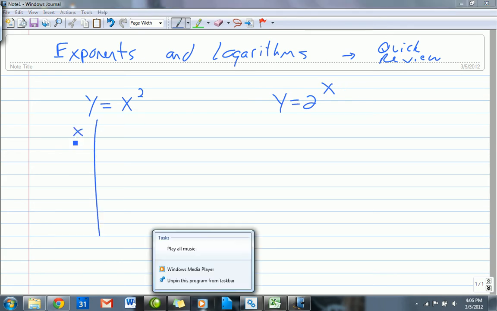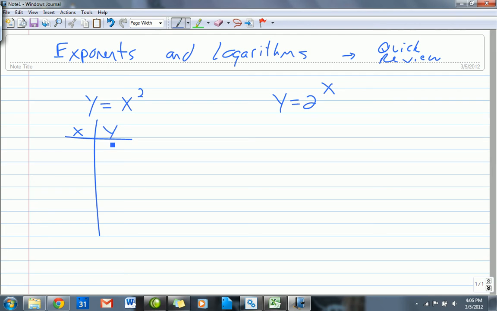And so I'm going to plot some values for x and y. I'm going to do the same for this function here. Okay. By the way, this is a quadratic function. It's a second degree polynomial. And this guy over here is an exponential function. Note the location of the variable. Okay, that's what distinguishes the two, or one of the things that distinguishes the two. The location of the variable.